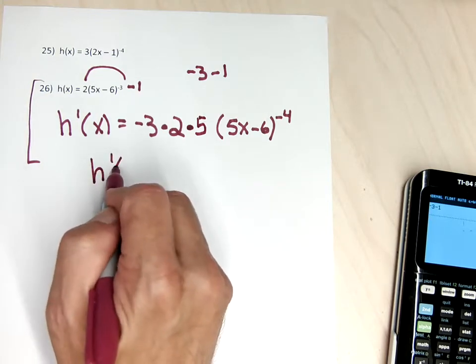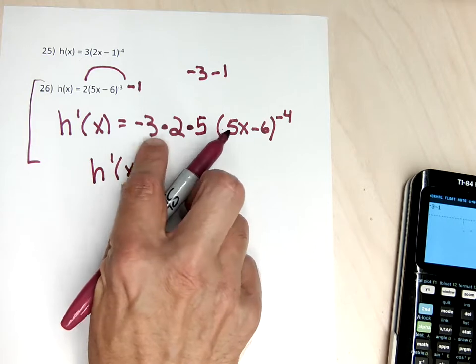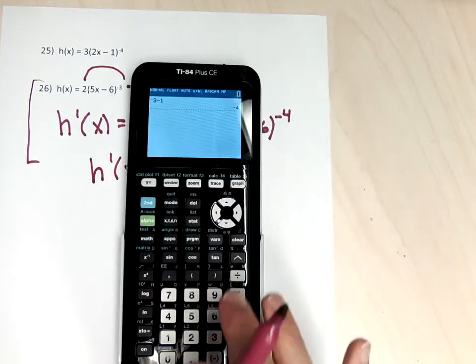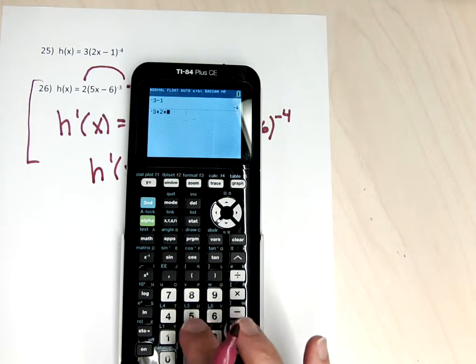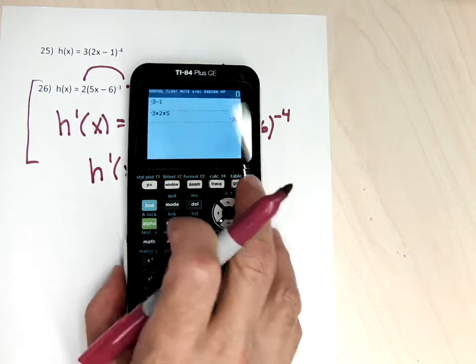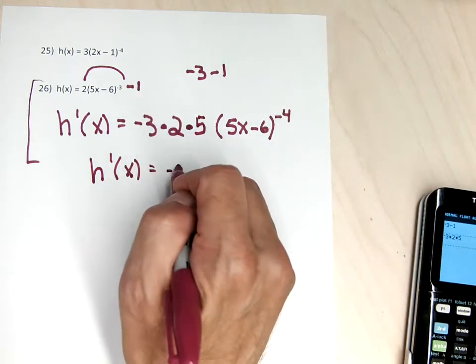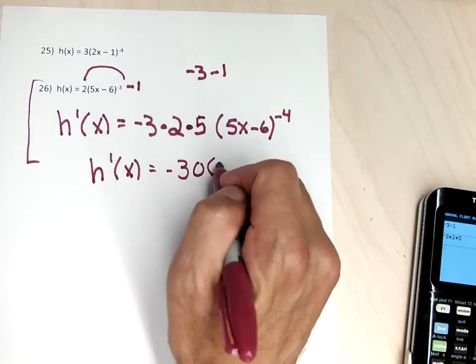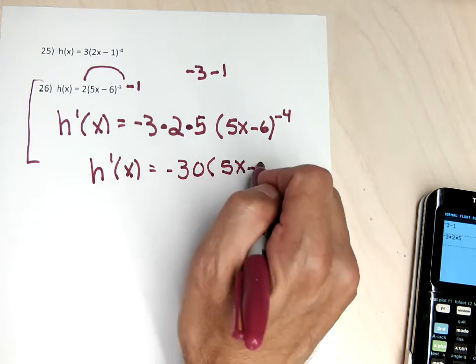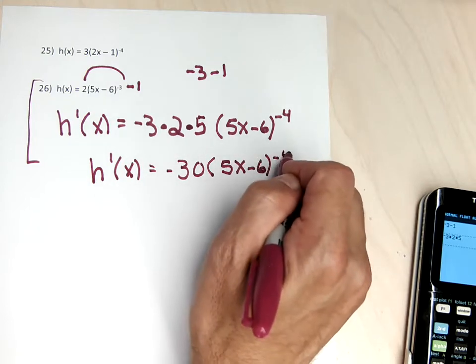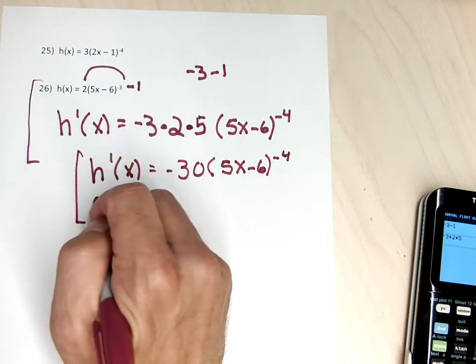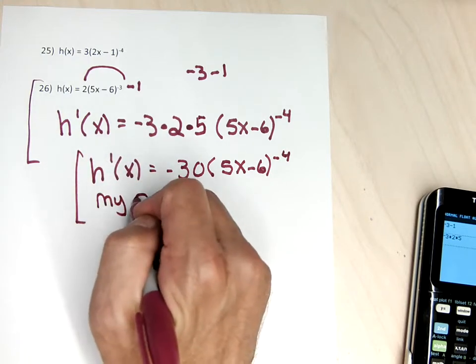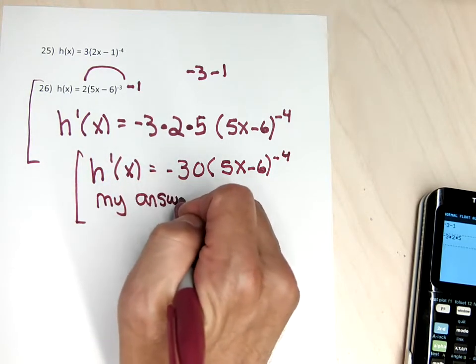And so now I'm going to multiply the numbers. Negative 3 times 2 is negative 6, times 5. So negative 3 times 2 times 5 is negative 30. And then times 5x minus 6 to the negative 4th. This is probably how I'd leave my answer. So this will be my answer to this problem.